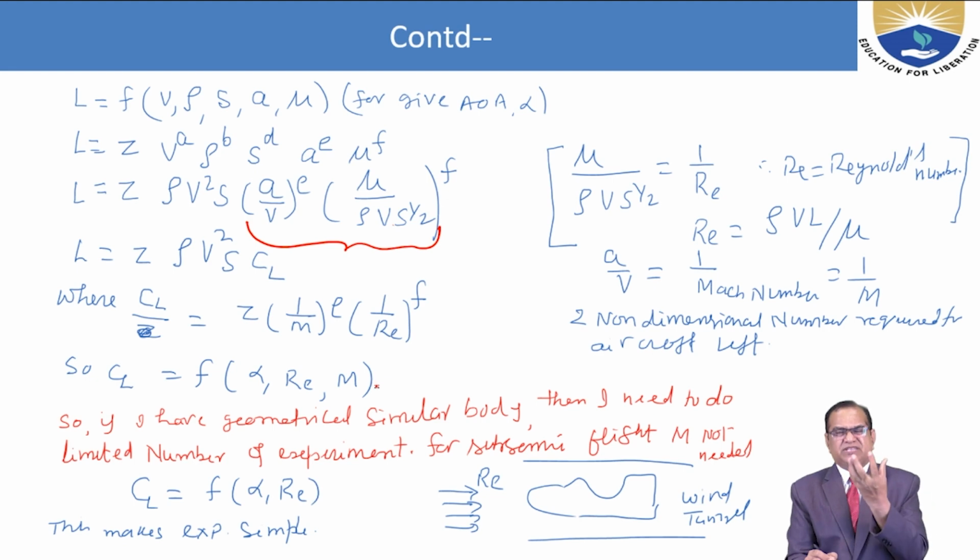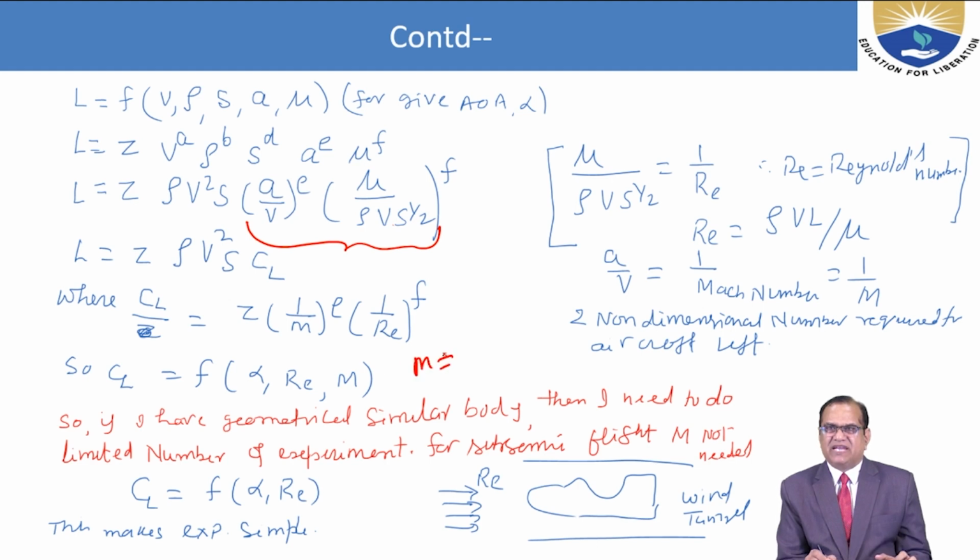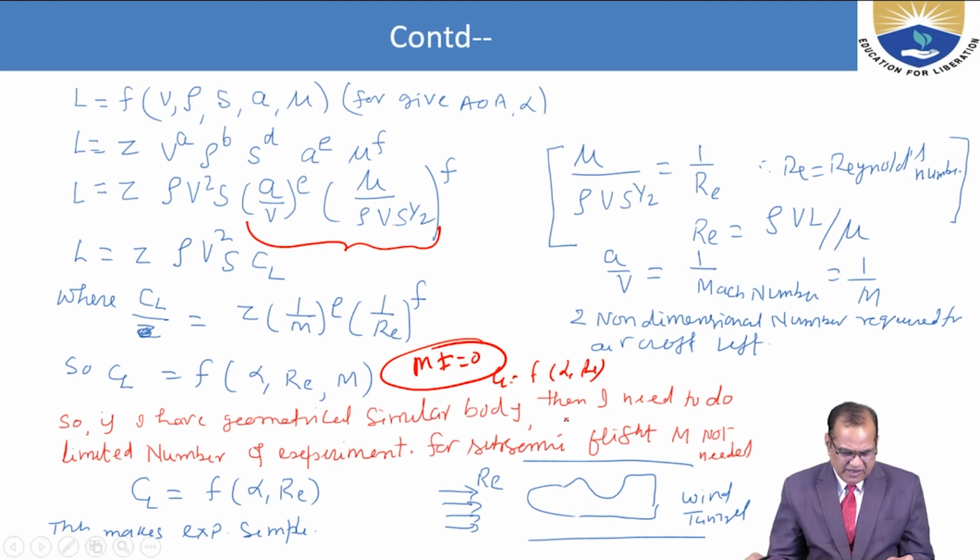So now only 3 parameters are there, and if the velocity is very low, M can be neglected. So your CL is a function of alpha and Re for low speed aircraft.